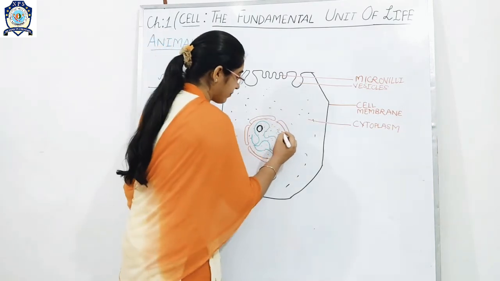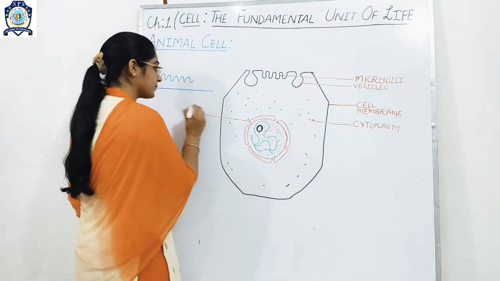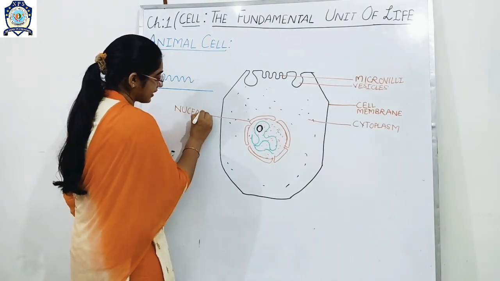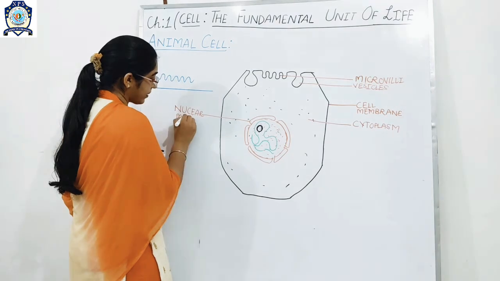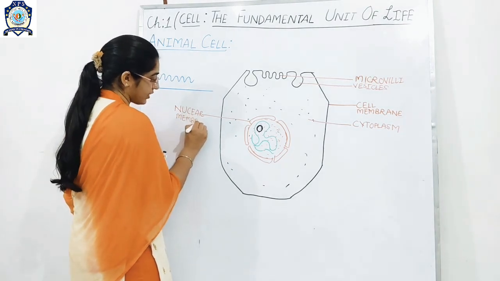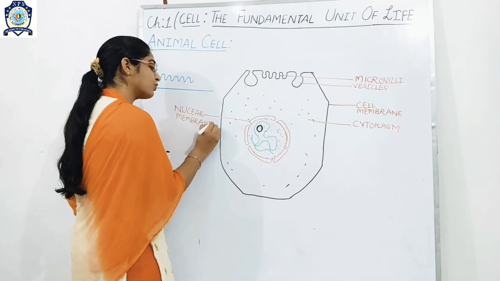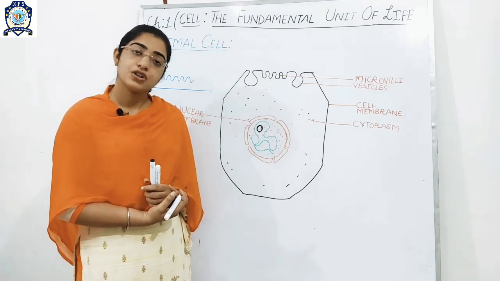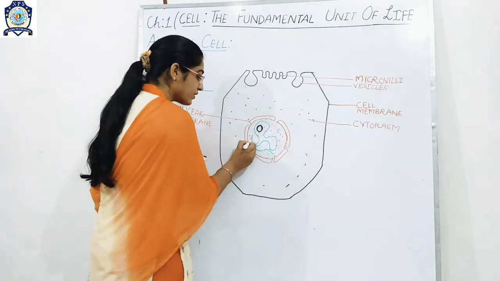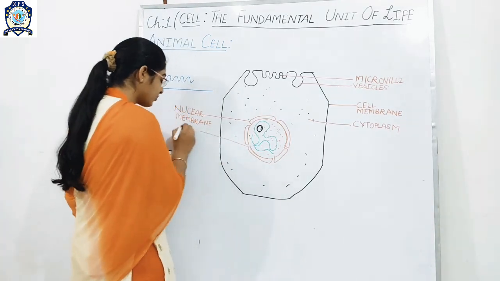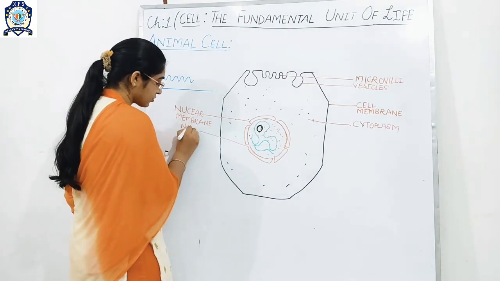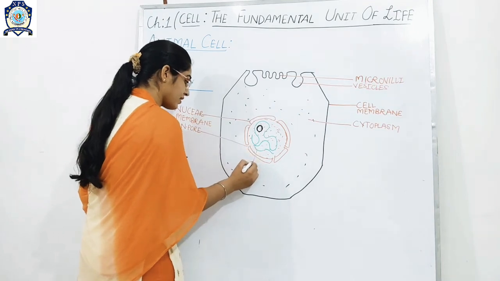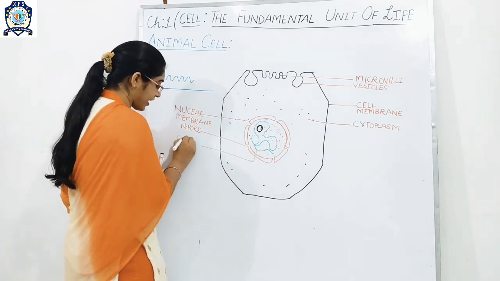So again we will label it. This part is the nuclear membrane. Do you know the function of the nuclear membrane? It is the outermost protective layer of the nucleus. And this one is the nuclear pore, and this one is the chromatin fiber.